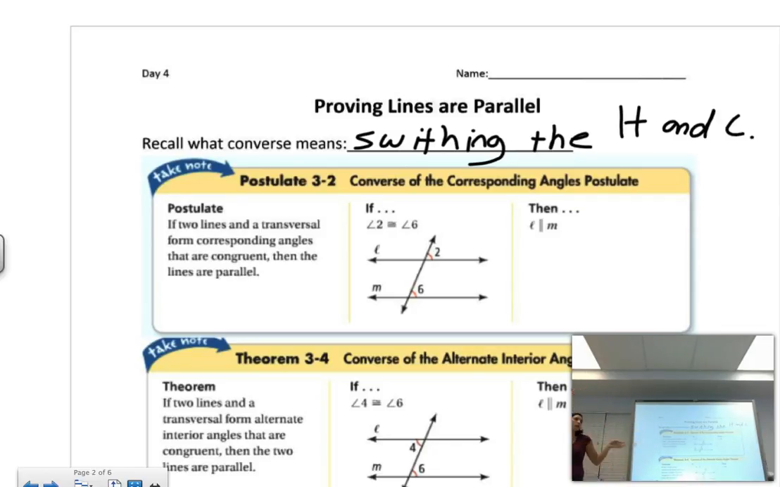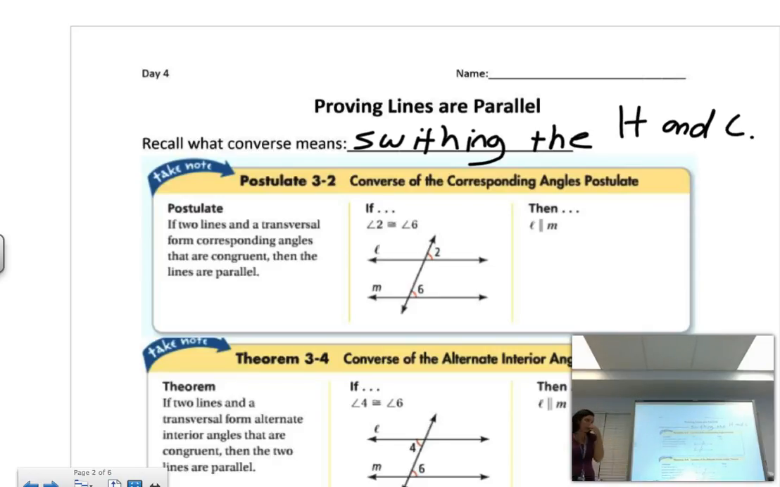So each one of these postulates and theorems, again, are the converse of what we did last time. What we just reviewed was I gave you two parallel lines and you told me whether the angles were congruent or supplementary. Now these postulates, for example, corresponding angles postulate. Notice that in this picture, there's no mark that these lines are parallel. That's not given to you. But they did tell you that angle 2 and 6 are congruent. Well, if 2 and 6 are congruent, then L and M have to be parallel. Does everybody see how that's the converse of what we did last time?